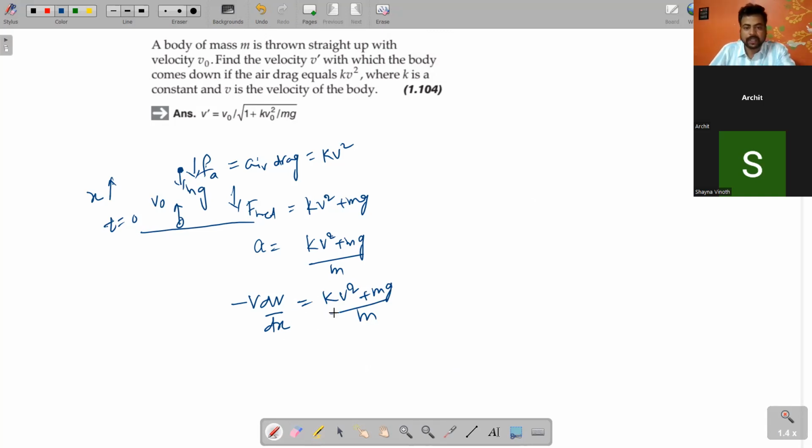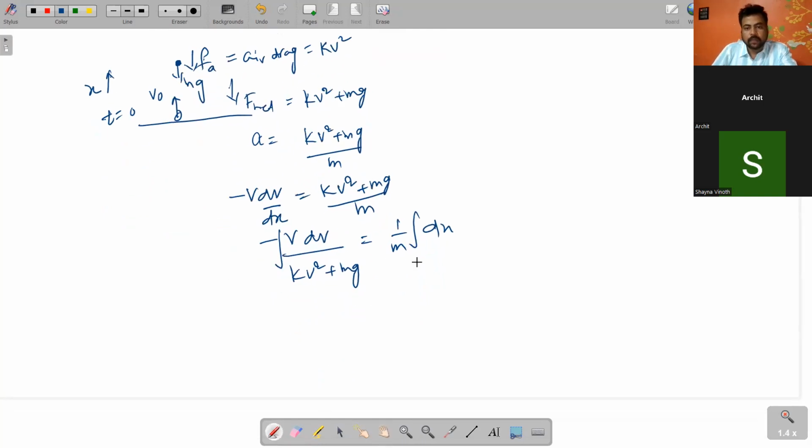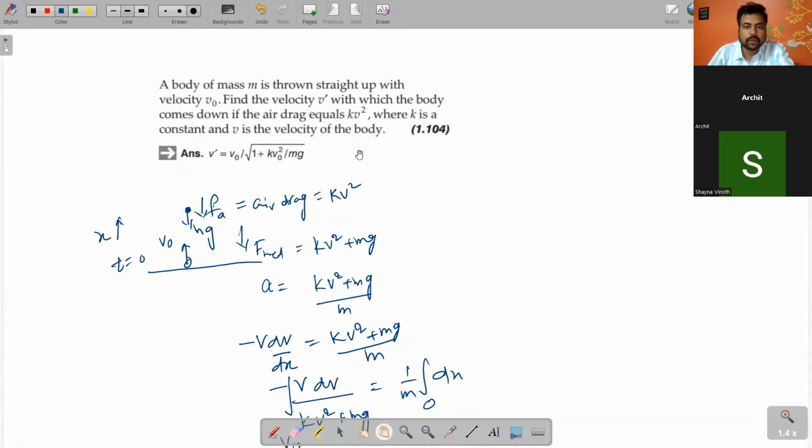Now you just have to integrate this. So this is minus v dv, and we have to separate the variables, and this is your 1 by m dx. Integrate this. Mass is constant, so it will come out. Now you can see that when x was 0, here, velocity was v naught. When x will be some height, any height given? No, no.